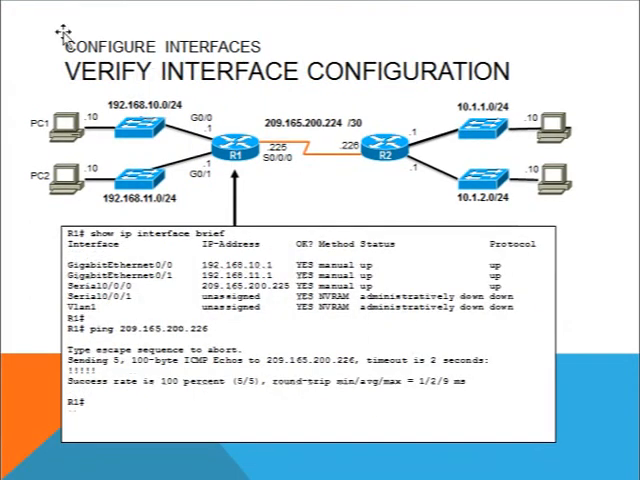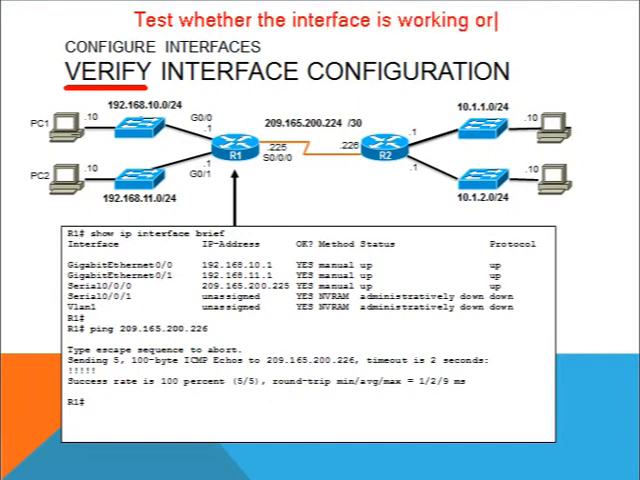So the connection of the interfaces has to be verified. In this case, the main way to verify our interface configuration, that means we want to test whether the interface is working or not. Okay, so how do we test or verify the interface is working or not? We will always do this thing called the ping test.